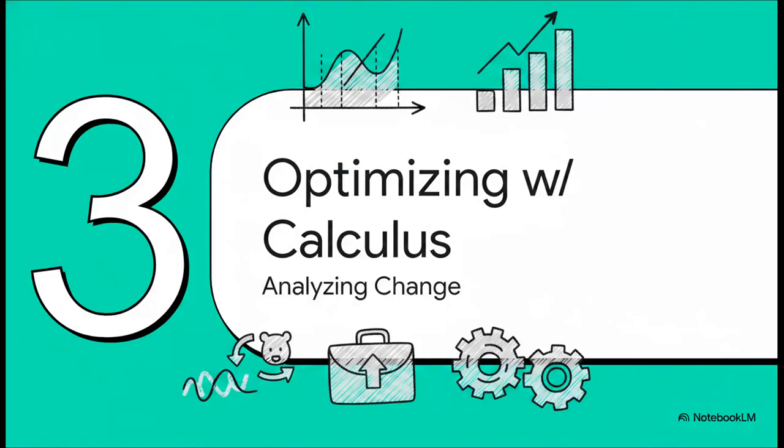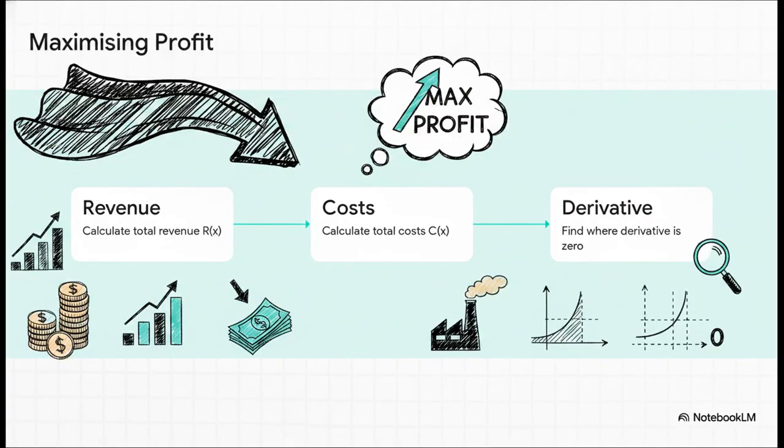Now for Section 3, Optimizing with Calculus. Basic algebra is great for static situations, sure. But what happens when a business needs to find the razor-sharp peak of their potential profit in a constantly changing market? Well, calculus swoops in to save the day. To absolutely maximize profit, you follow a very logical step-by-step process.